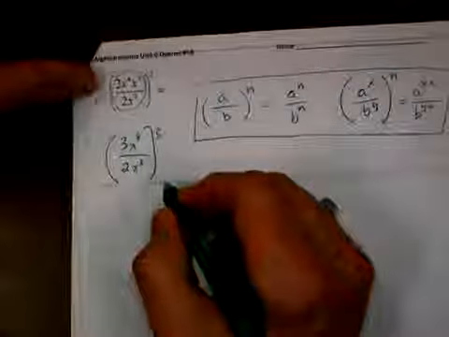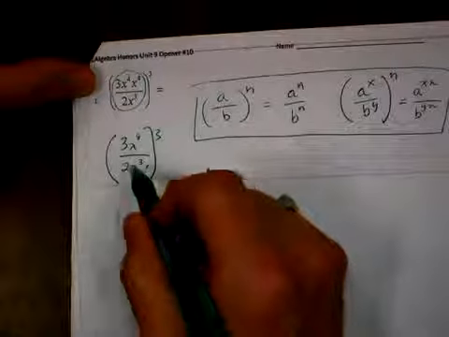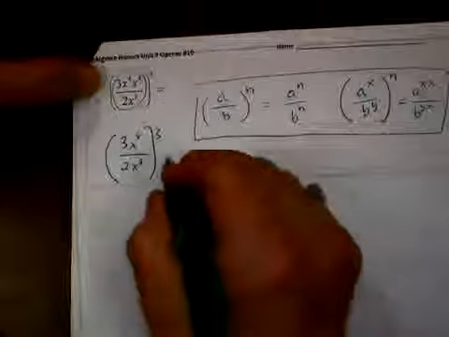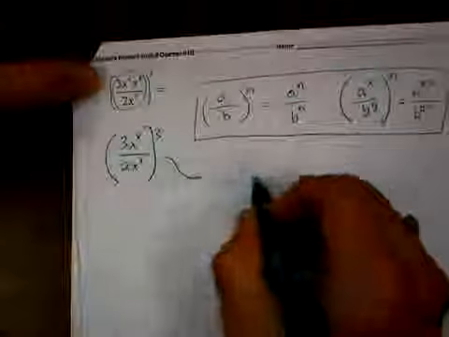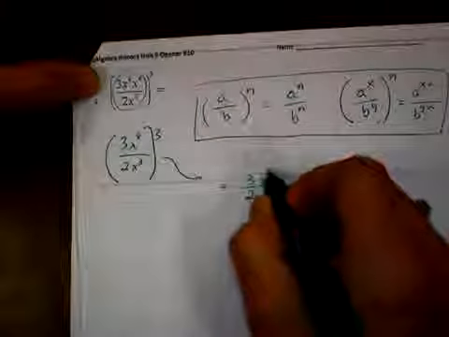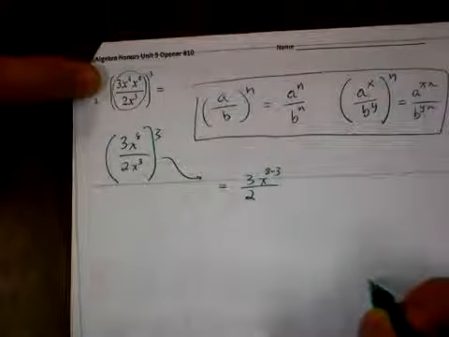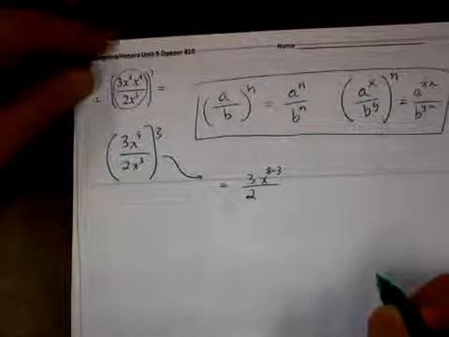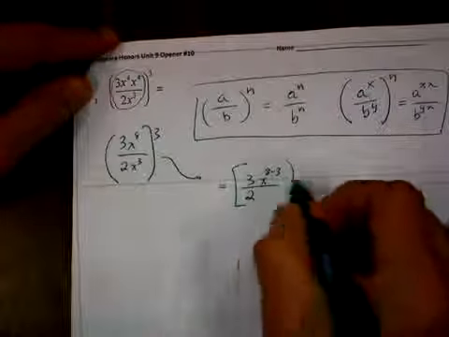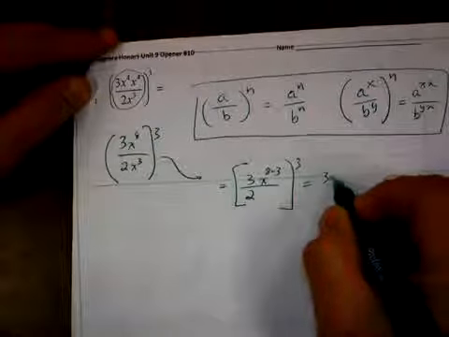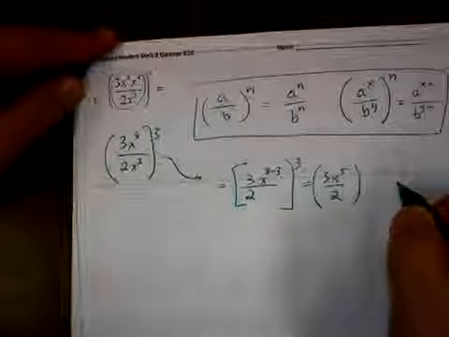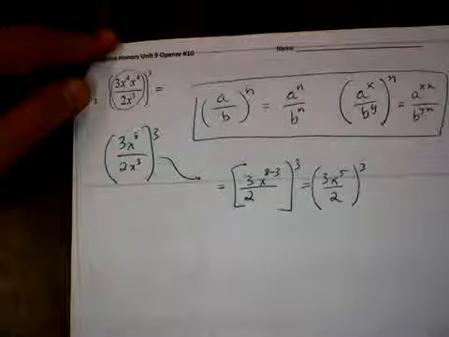Before I raise it to the third power, though, I can go ahead and reduce this x to the eighth over x to the third using the division property of exponents, which would be 3 over 2, and you would say x to the 8 minus 3. That's how you divide when you have the same base. You keep the base and subtract the powers. And all of that is to the third, and of course you know that 8 minus 3 is 5. So now we have 3 over 2 x to the fifth, all raised to the third power.